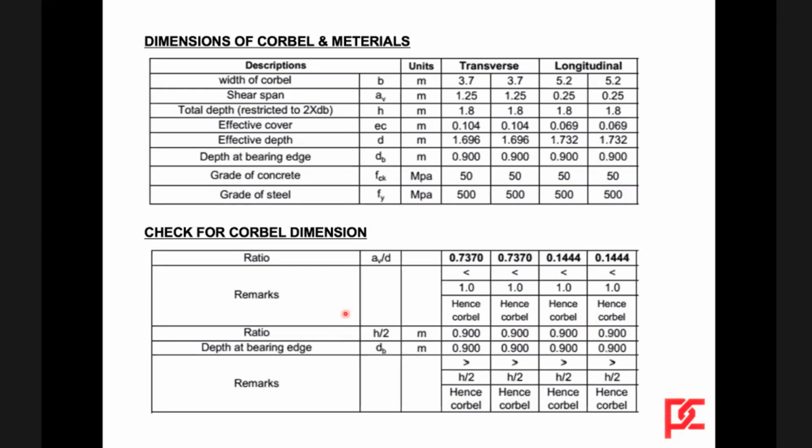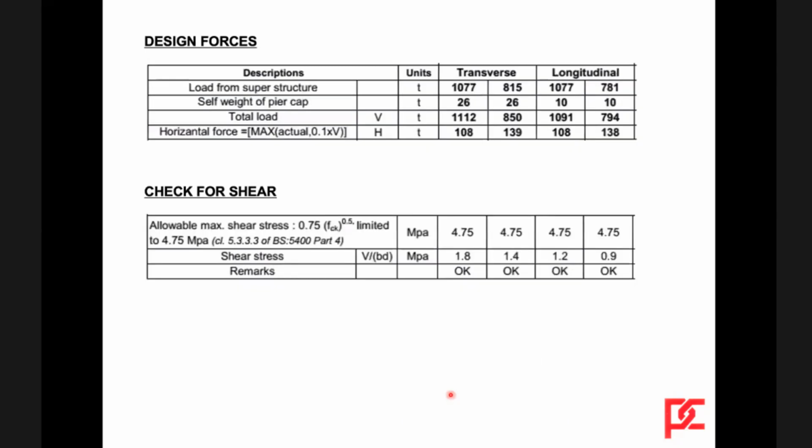For the corbel, the end depth is 0.9 and the depth at the bearing edge is 0.9, which should be greater than h by 2. In our case it is typically h by 2. Hence, it is a corbel. And then these are the design forces. Then the check for shear is done based on this clause. The shear stress is only 1.8 against an allowable 4.75. Hence, it is okay in shear.